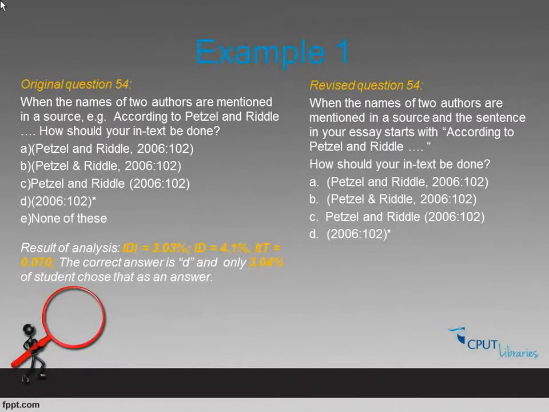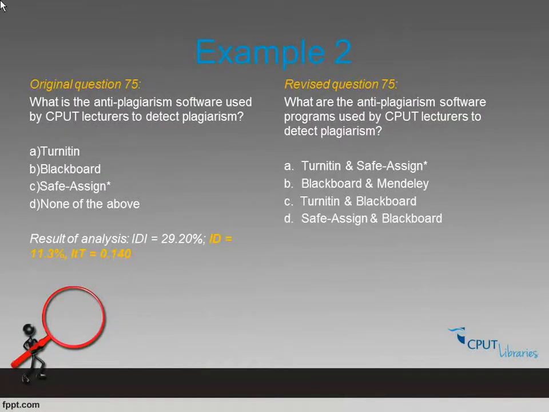So another example was this one, question 75. It basically also failed on two of the tests. What is the anti-plagiarism software used by CPUT lecturers to detect plagiarism? Now in 2013 we only had SafeAssign. We had Turnitin, then we lost Turnitin, then we got it back again for postgraduate students and so on. So I think the students were confused and they didn't know what we were talking about, and at the time when they started answering it, two of those were correct answers, and not just SafeAssign. Turnitin was also a correct answer.